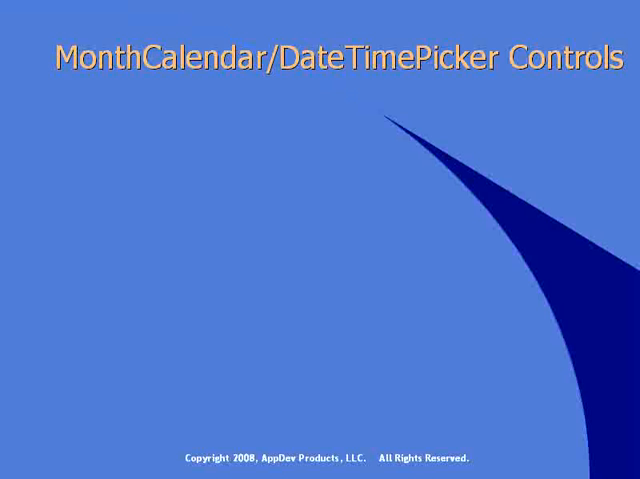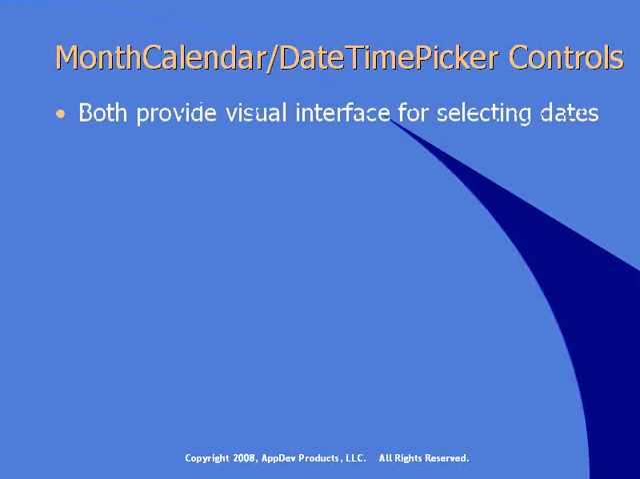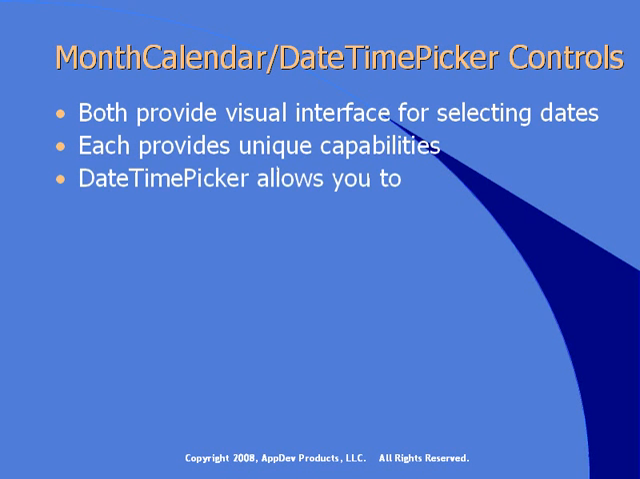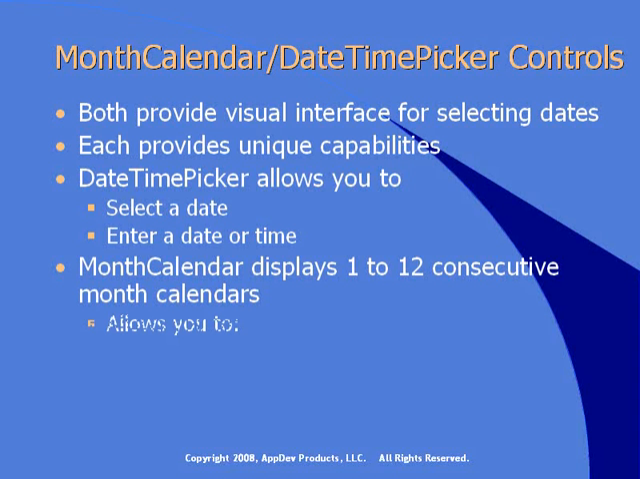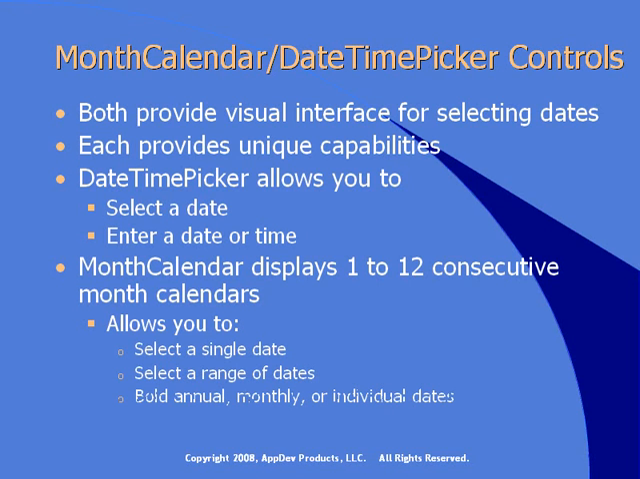Let's finish this tour of complex controls by looking at the month calendar and date time picker controls. Both controls provide a visual interface for selecting dates. Each provides its own set of unique capabilities. The date time picker allows you to select a date or enter a date or time. The month calendar displays 1 to 12 consecutive month calendars and allows you to select a single date, select a range of dates, or bold annual, monthly, or individual dates. Let's look at an example that shows off features of these controls.